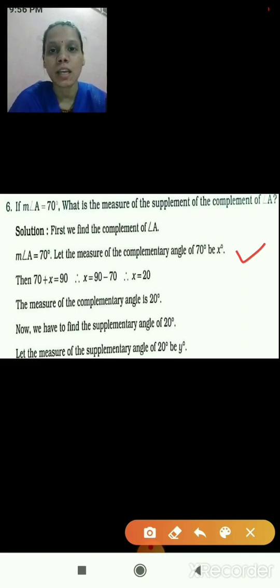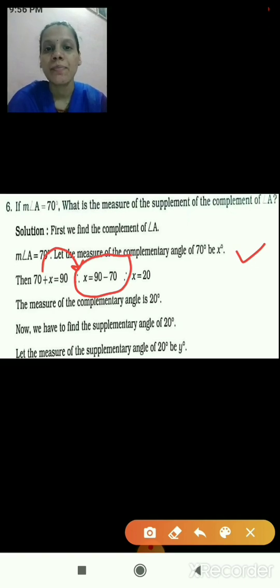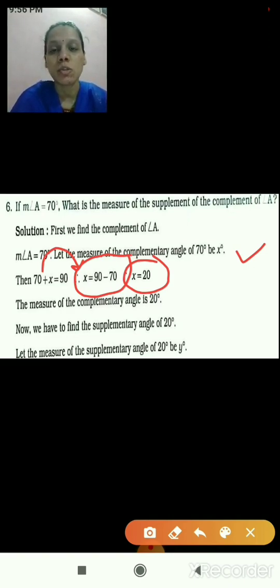So 70 plus x is equal to 90 degrees, as they are complementary. Therefore x is equal to 90 minus 70. This plus 70 will go on the right hand side, so it becomes minus 70. Therefore x is equal to 90 minus 70. So 90 minus 70 is equal to 20. Now x is equal to 20. So the measure of the complementary angle is 20 degrees. What is the measure of the complementary angle of 70 degrees? That is 20 degrees.